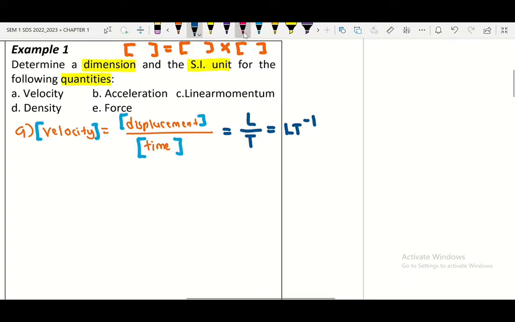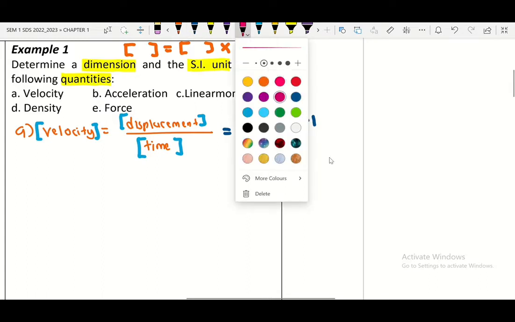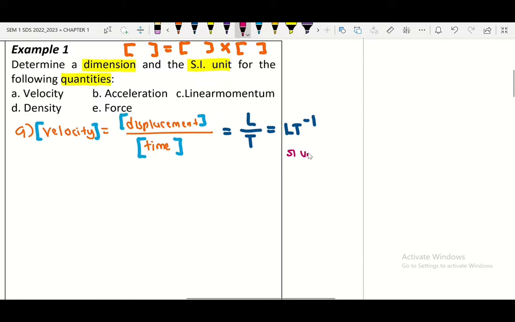What about the SI unit? So, SI unit dia akan jadi length. Length is meter, T is second. Because length adalah panjang. So, kita ukur dia dalam meter dan masa kita akan ukur dalam saat. Okay, so that is for velocity.